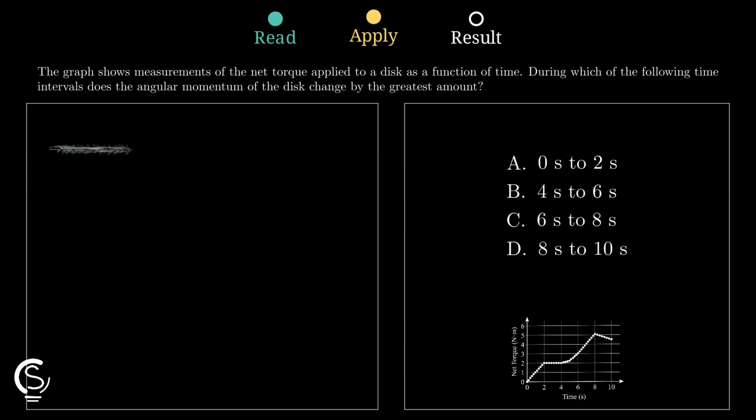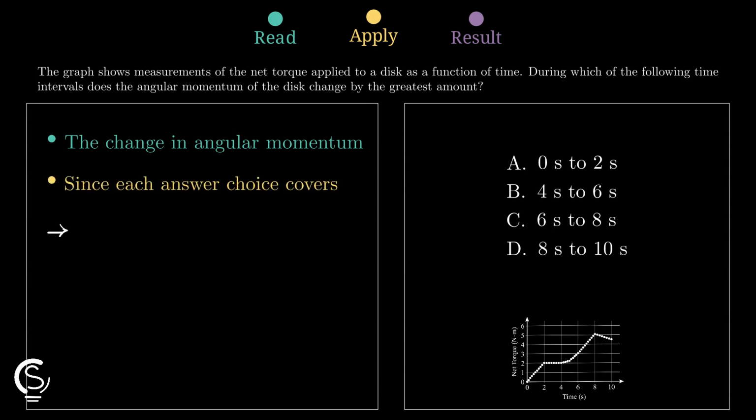Since each answer choice covers a 2-second window, we just look for the highest average torque values. Check the graph carefully to see where the line stays the furthest up. The graph shows torque is highest between 8 and 10 seconds. This yields the maximum area, so option D is the final answer.